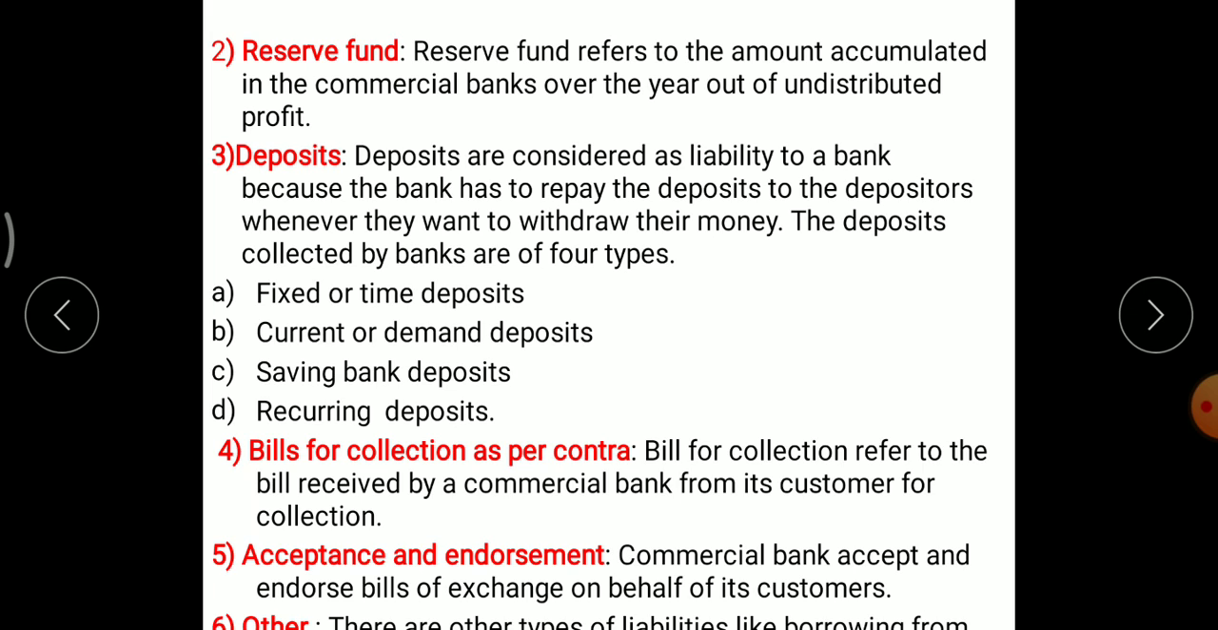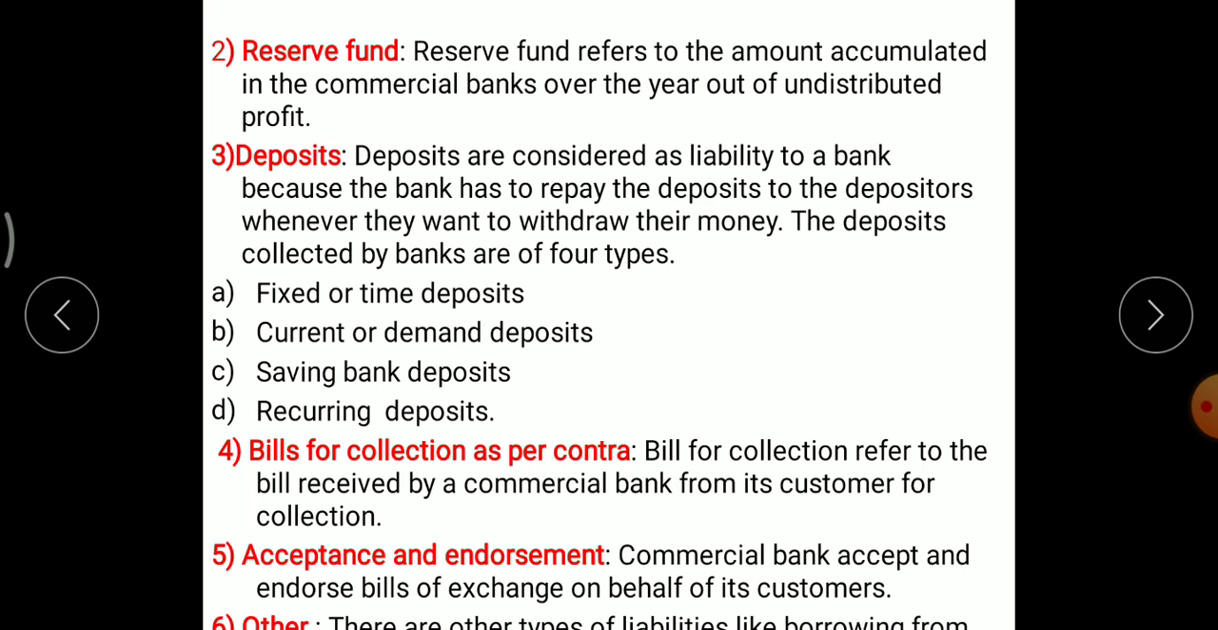The commercial bank accepts and endorses bills of exchange on behalf of its customer. Accepting a bill implies a guarantee for the payment of the bill whenever it matures. The bank takes the responsibility of paying the bill in case the customer fails to pay the amount on time. So acceptance of a bill of exchange represents a liability for the bank.